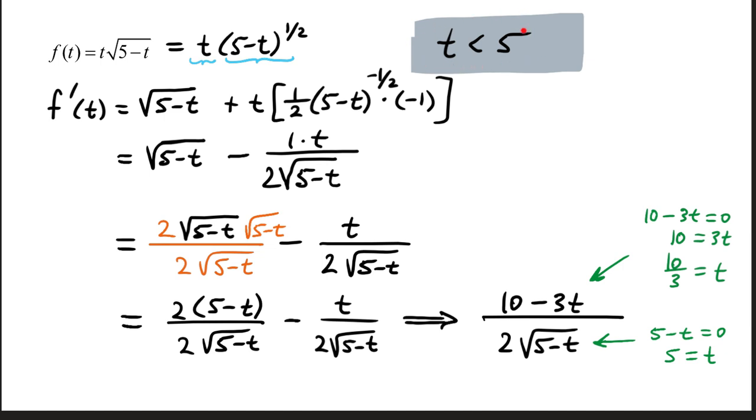Be careful in your homework, as they will give you certain stipulations for your t variable. I forgot to include them in the original problem, but you'll have something like t less than 4, t less than 5. Be careful with that. 10 thirds is a value of t that's less than 5. So it turns out 10 thirds is the only critical number for this particular function. We also have 5, but 5's not in the defined domain.